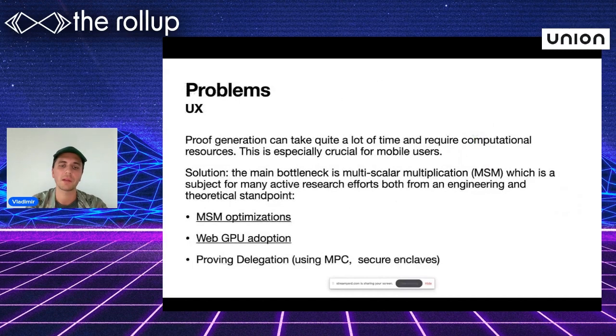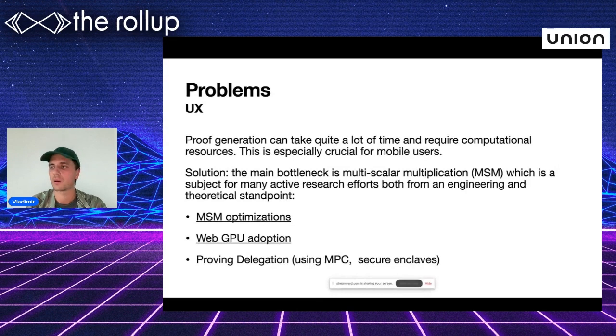The main problem with UX is that the bigger the circuit is, the longer it takes and the more resources it takes from the prover. And it's very crucial for mobile users. I would say that it also applies to using hardware wallets, of course. And the main bottleneck here is the so-called multiscalar multiplication, which is researched quite actively right now.